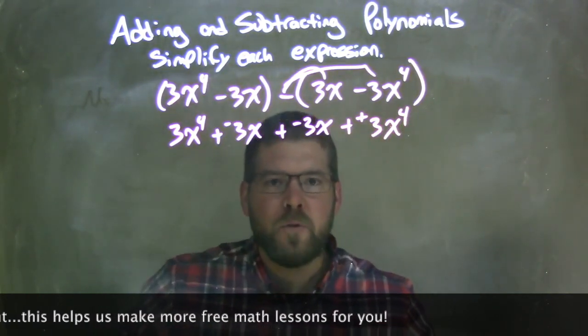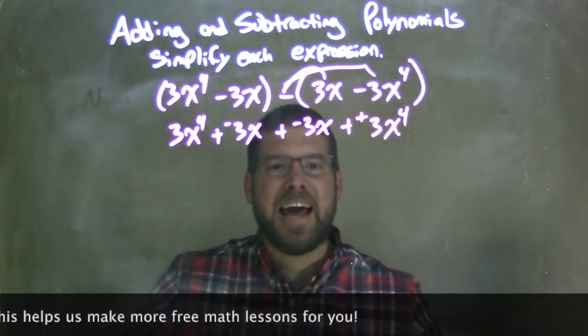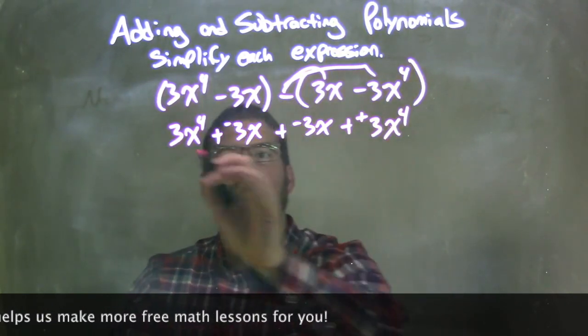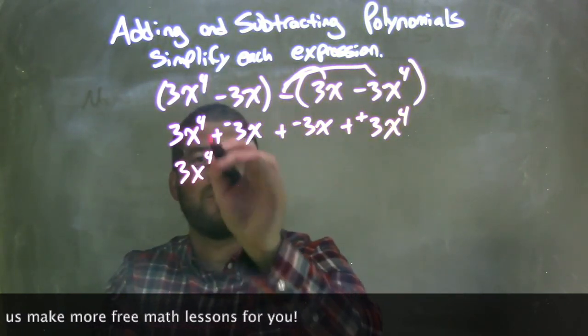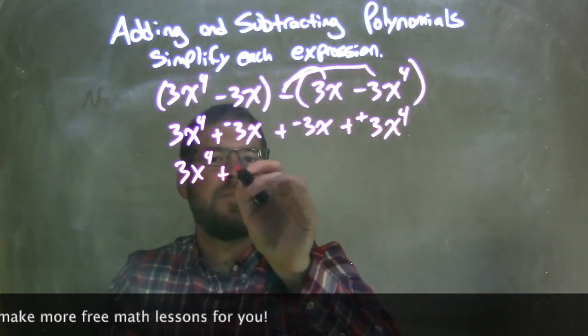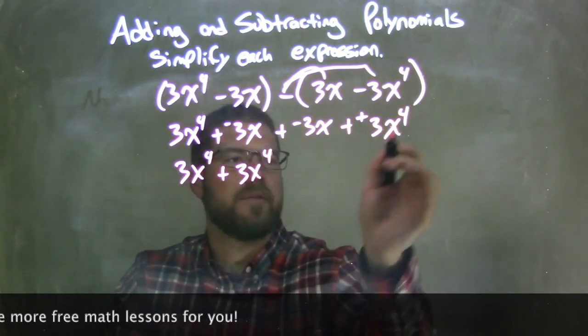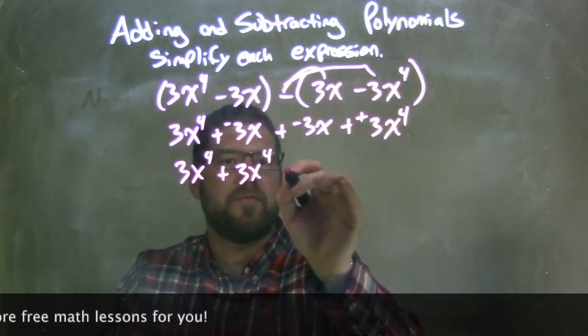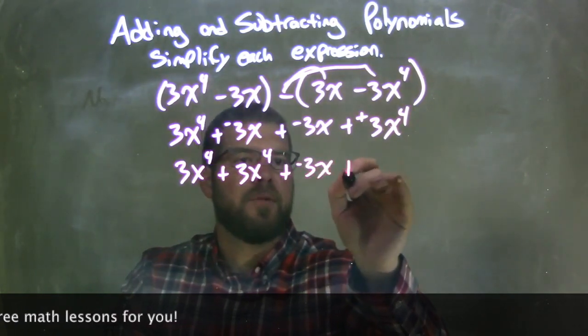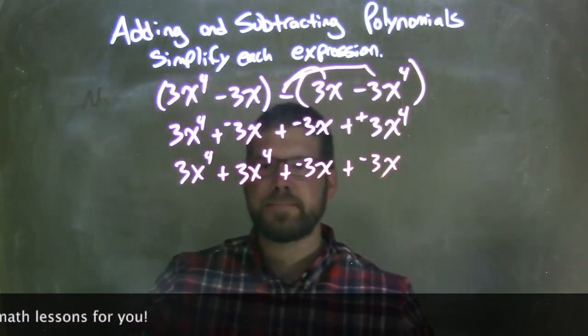So now I'm going to rearrange putting my like terms together and my highest degree first. So 3x to the 4th right here, highest degree is the 4th power. This one here is plus a 3x to the 4th, highest degree, right? Now I have just the x's left. We have plus a negative 3x and plus a negative 3x, okay?